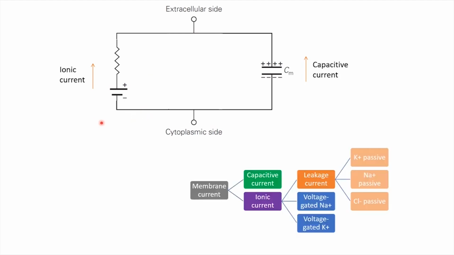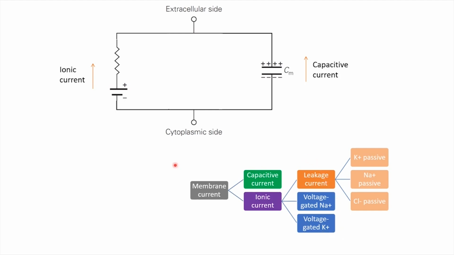And this can be further subdivided. So the ionic currents can be divided into leakage currents, which are the currents that are flowing through the passive ion channels. So the passive potassium channels or sodium channels or chloride channels. These are the channels that are always open, and any current flowing through these ion channels can be called passive currents or leakage currents. And then we have the active conductances, which can include the voltage gated sodium conductances, voltage gated potassium conductances, and other active conductances, but these two are more important for understanding action potentials.